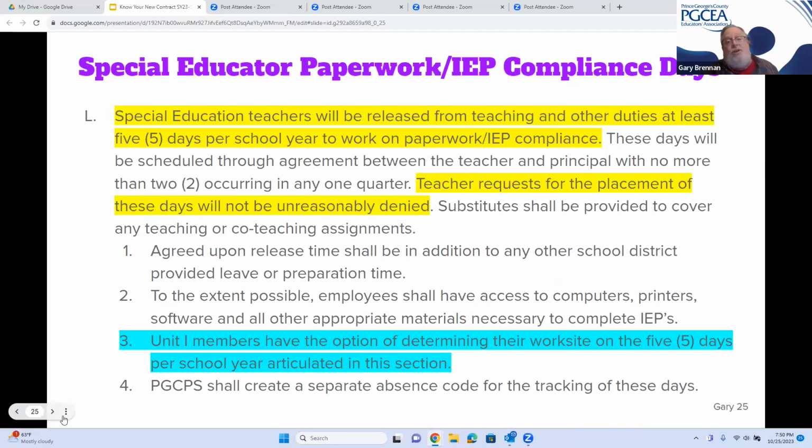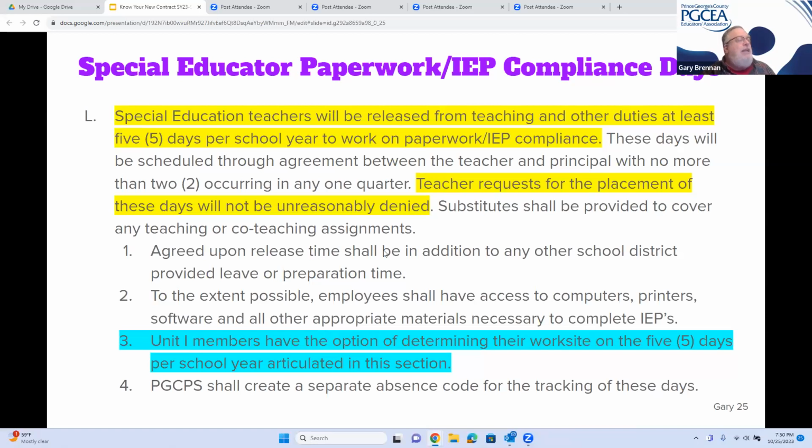And then please, if you're a special educator, utilize the additional 5 days you have a year to work from an alternate location, home, most likely, but wherever is best for you, to do all the paperwork, the IEP compliance, the testing data, all that additional work you have to do to make sure that we are honoring IEPs and staying in compliance with state and federal mandates related to special ed.